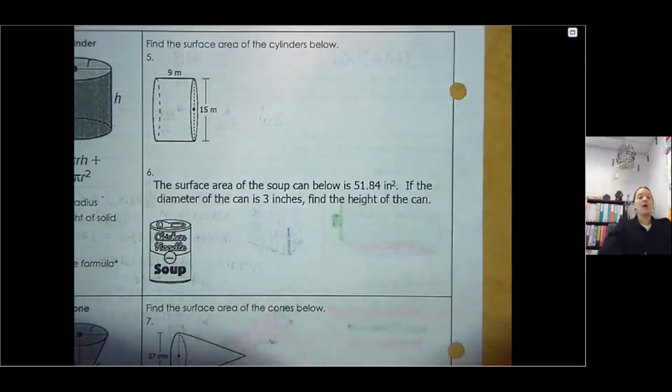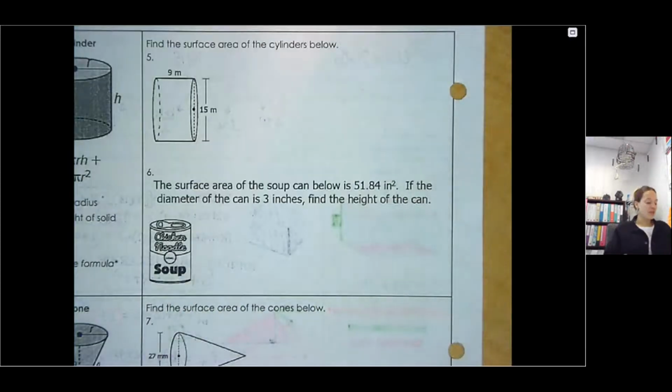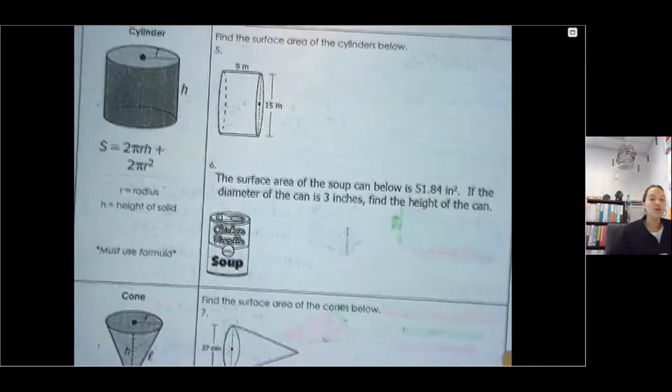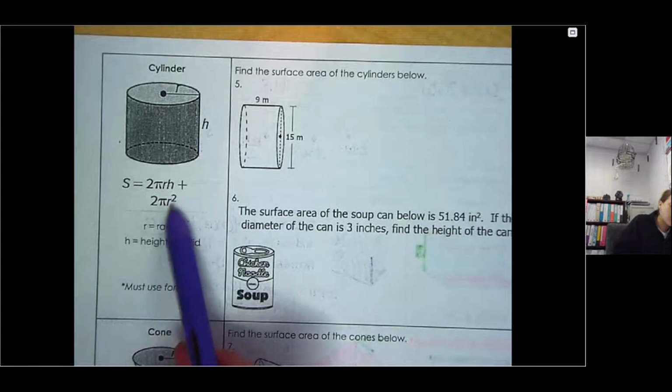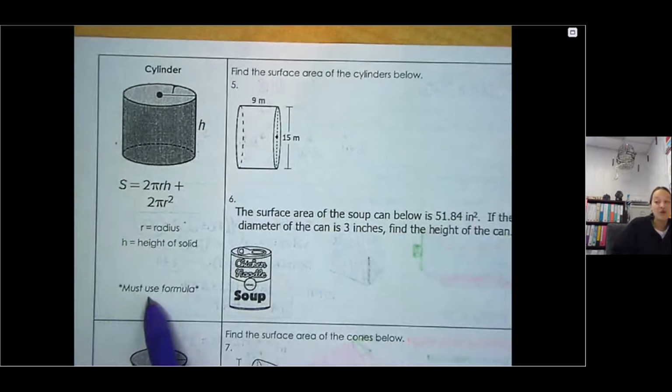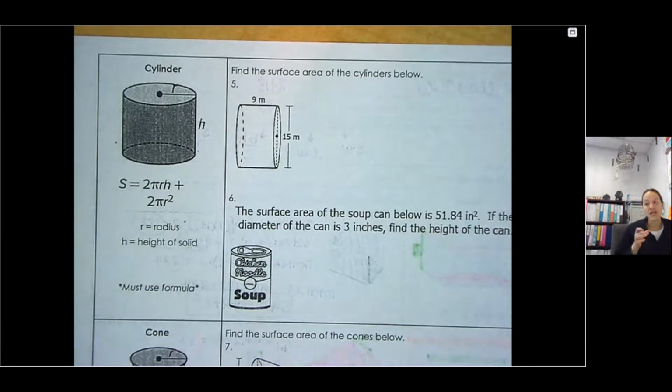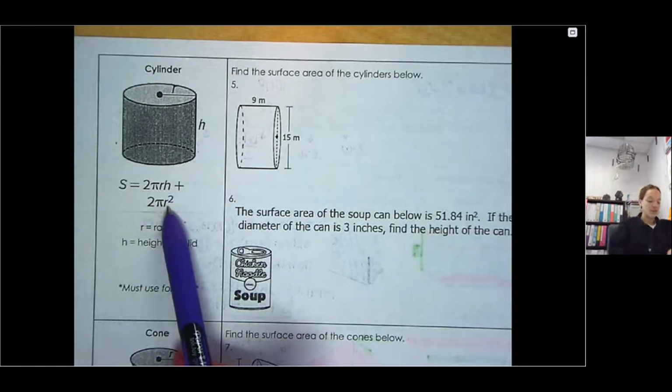Okay. A cylinder. Cylinders are easy because they're just a plug and chug moment. The only thing you need for this is the radius and the height. So this is 2 pi RH plus 2 pi R squared. For this one, you do have to use the formula. You cannot do the surface area of the pieces individually because you will get the wrong answer.